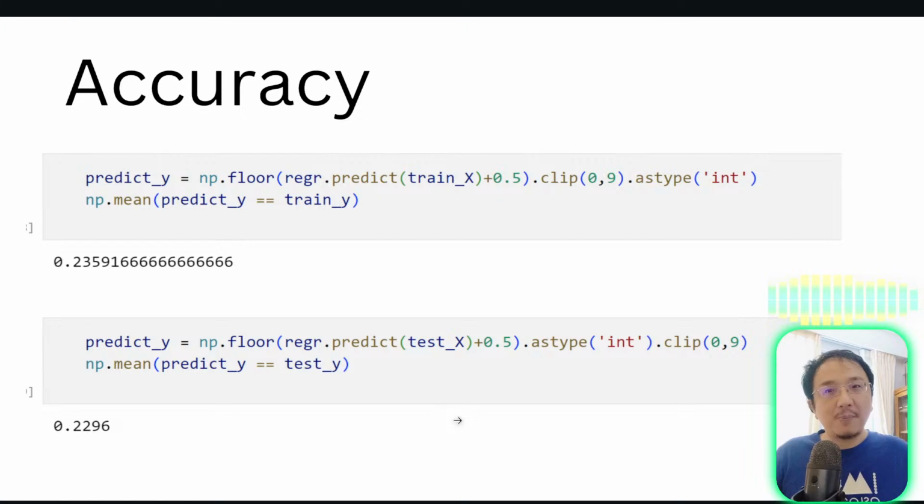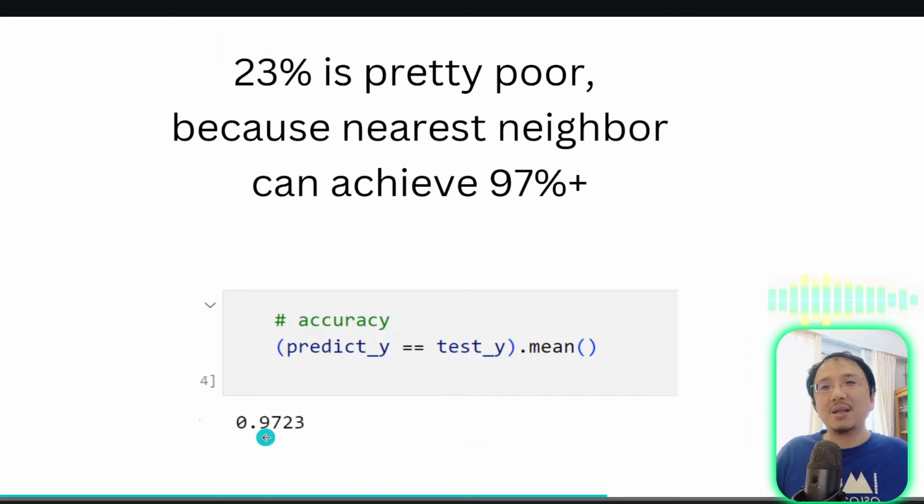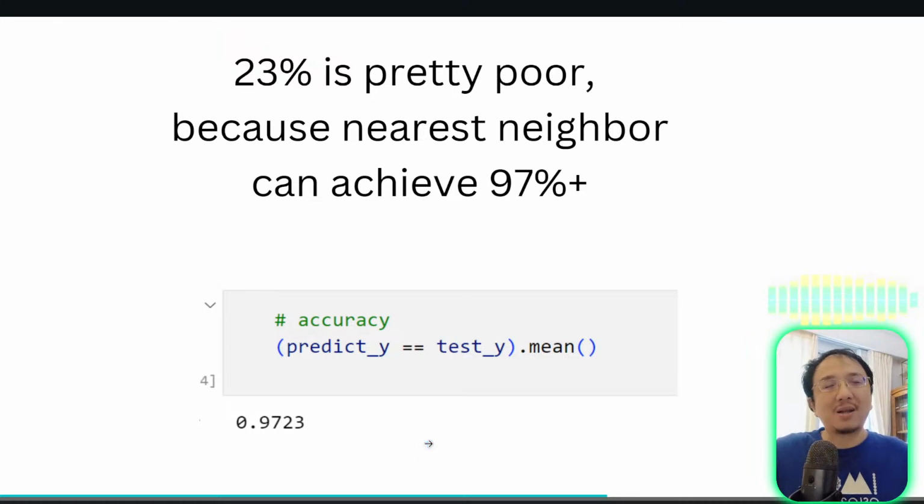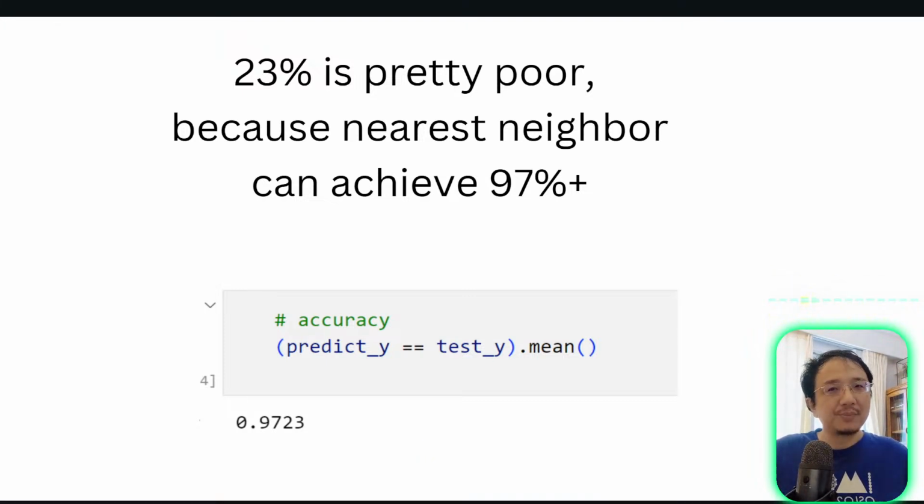So that's why we need a baseline. And we actually have a baseline, the nearest neighbor. The baseline gives us 97%. So 23% is pretty bad. I mean, really, really bad. If you get something like 70%, 85%, that is a poor result. Or maybe like 92%, it is still no good. But 23% is really bad. So can we improve it?